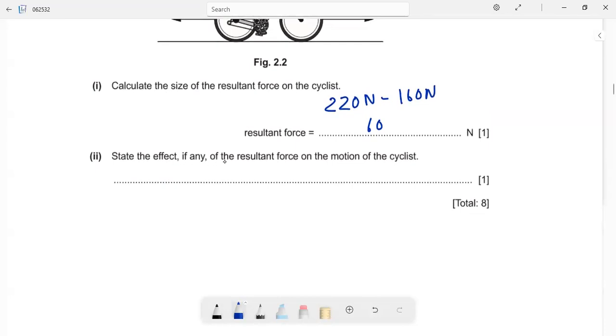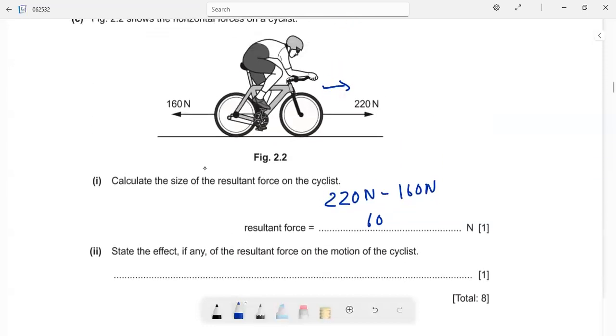State the effect, if any, of the resultant force on the motion of the cyclist. So if you are increasing this force, there will be an increase in speed. So the speed will increase. It will be more.